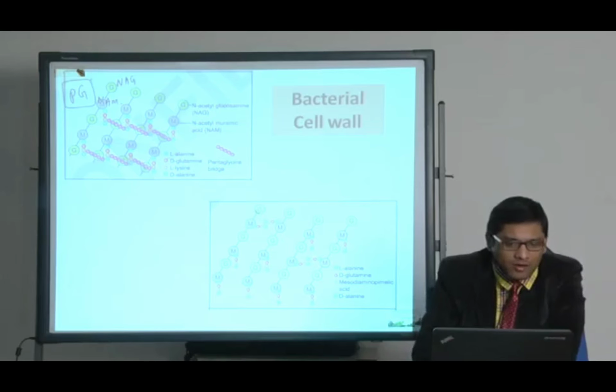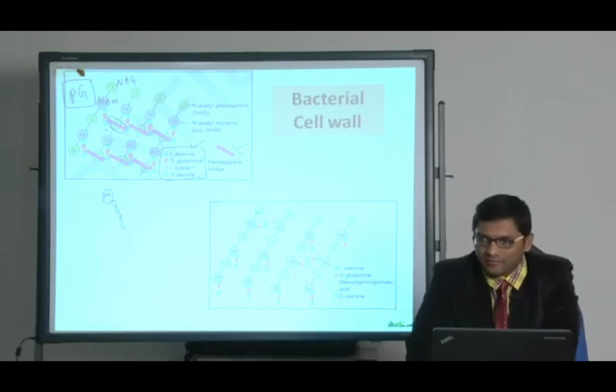from each NAM molecule, in gram positive there arises a tetrapeptide side chain. Side chain, and both the tetrapeptide side chains are joined together by a pentaglycine bridge. And the tetrapeptide side chain of gram positive cell wall, the sequence is L-alanine, D-glutamine, L-lysine and D-alanine.